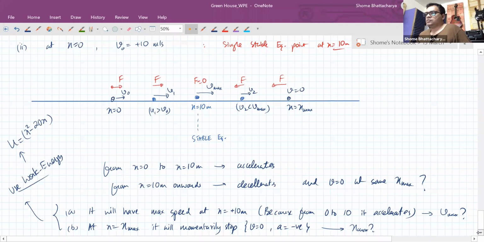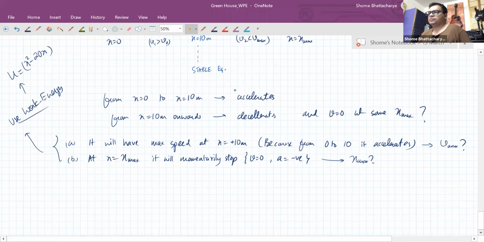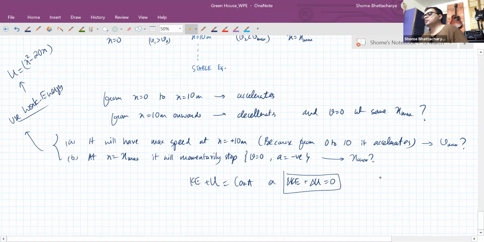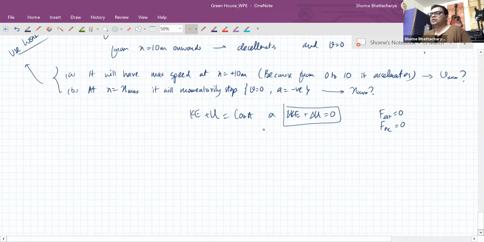Okay, so what do we do here? We can use the work energy theorem. So you can see that kinetic energy plus potential energy is constant, or change in kinetic energy plus change in potential energy should be zero. Why? Because there is no external force and there is no non-conservative force. That was given to us in the question. It's moving under the influence of only conservative forces.